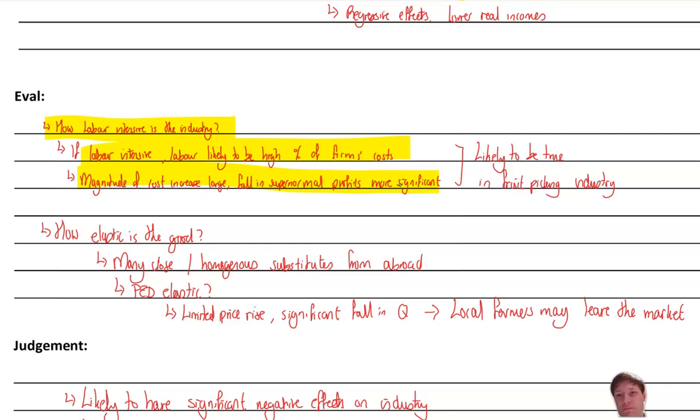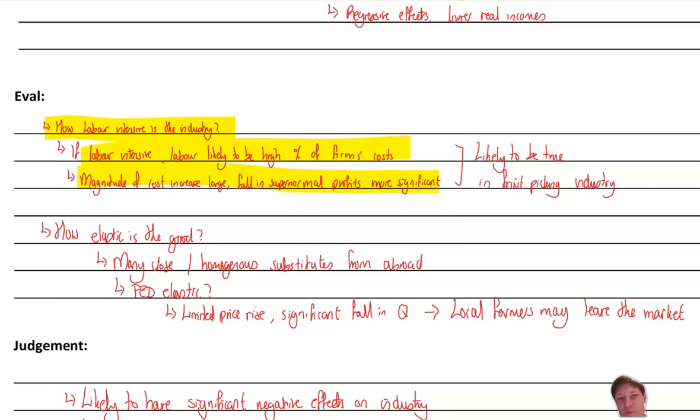And I would argue that that's probably likely to be true in the fruit picking industry. It does seem as though it is quite labour intensive and they're having to employ a lot of workers. We've got from the text 50,000 to 75,000 workers alone. So that seems to demonstrate that it is pretty labour intensive.